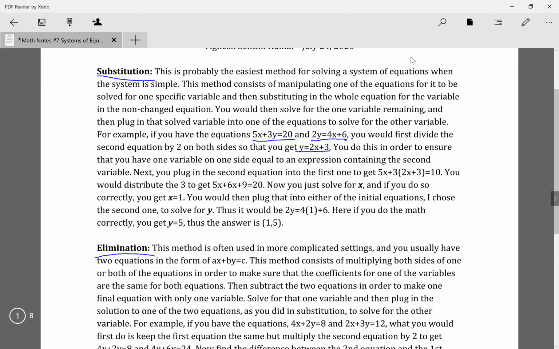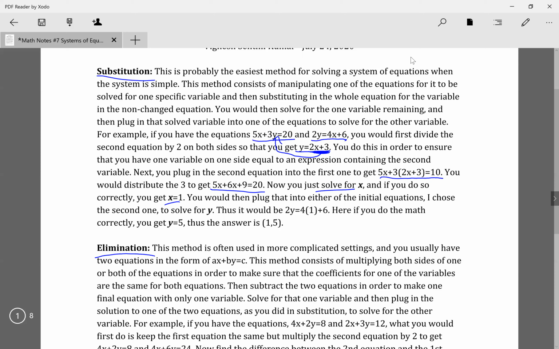Now that I have y equals 2x plus 3, I can plug 2x plus 3 into the y over here. That's how I get 5x plus 3 times (2x plus 3) equals 20. Then I distribute that out to get 5x plus 6x plus 9 equals 20. I solve for x, and I get x equals 1. That's just simple algebra.